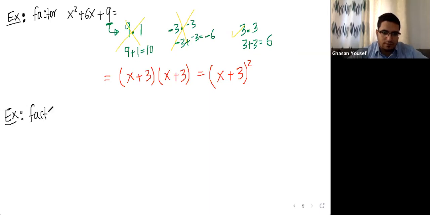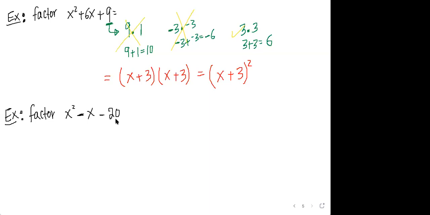Factor x squared minus x minus 20. What is the factor of minus 20? 4 and 5.